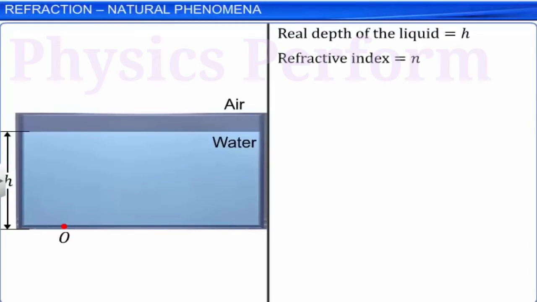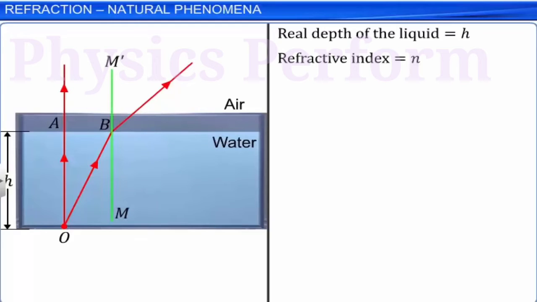Let OA be a light ray that strikes the liquid-air interface normally and hence travels without any deviation. Consider another light ray, OB, close to OA. Since OB travels from a denser to a rarer medium, it bends away from the normal MM' and forms a ray BC. The ray BC appears to diverge from O'. Then, O' is the image of O and AO' is the apparent depth of the liquid. Say H'.